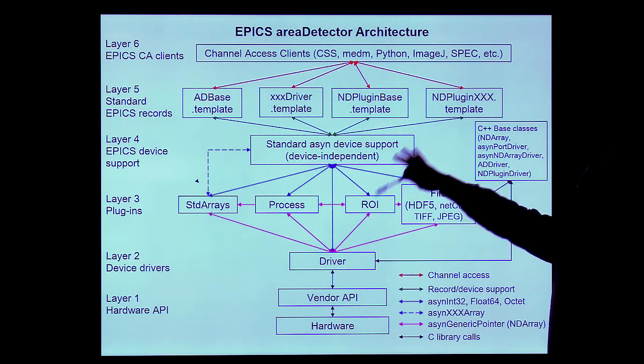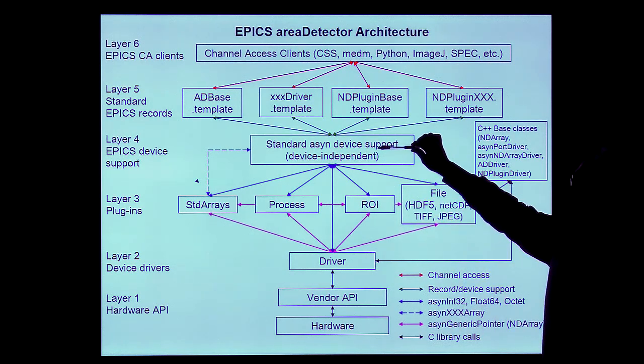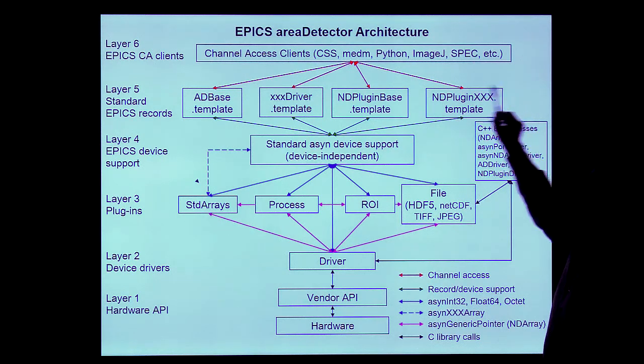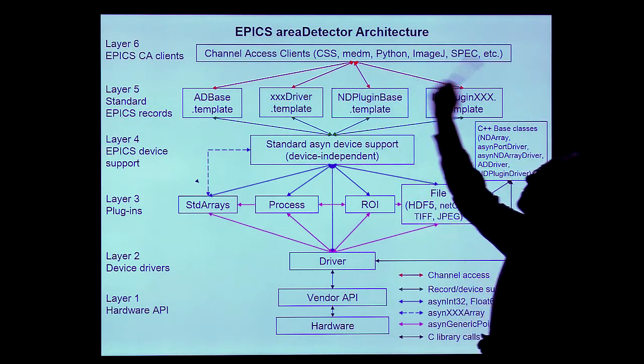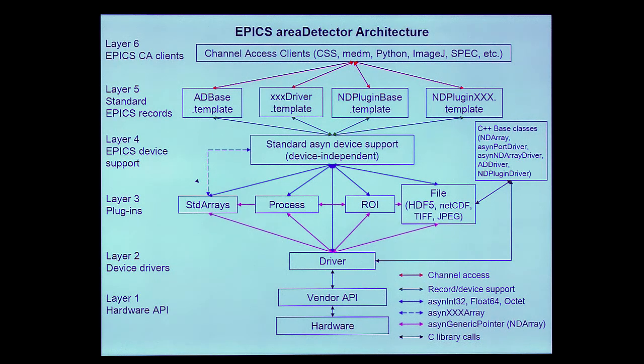Then above that, this is just stuff that comes with EPICS, databases, and then finally at the top layer, the channel access clients. So this could be CSS or MEDM or Python or ImageJ or Spec, or I guess it wouldn't be Spec here. But, okay, good. Blue Sky, that's Python. Yeah, so that's what the architecture looks like.